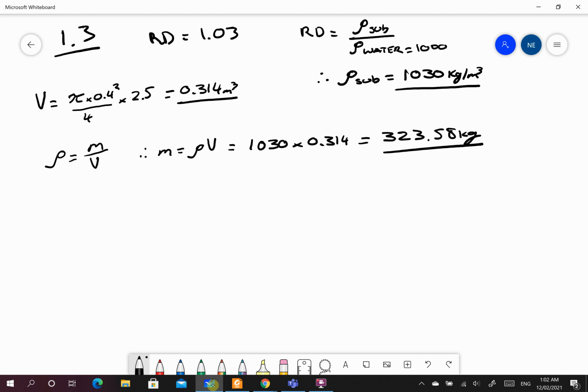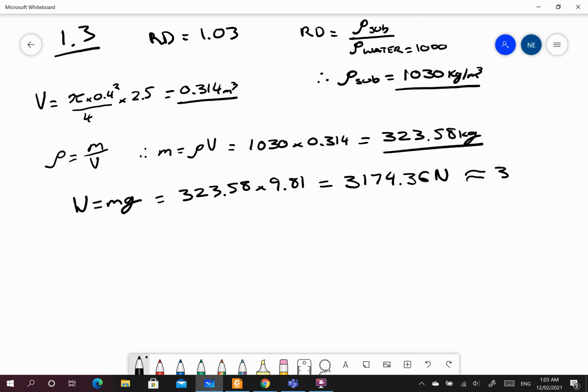Now, to convert mass to a force, remember I'm looking for the force, so I need W is equal to mass times gravity. This here is the force. So I get 323.58 times 9.81, which is gravity. That there is going to give me 3174.36 newtons, which is close enough to 3.17 kilonewtons. Going back to our SI units, I always bring it back to kilonewtons if possible.